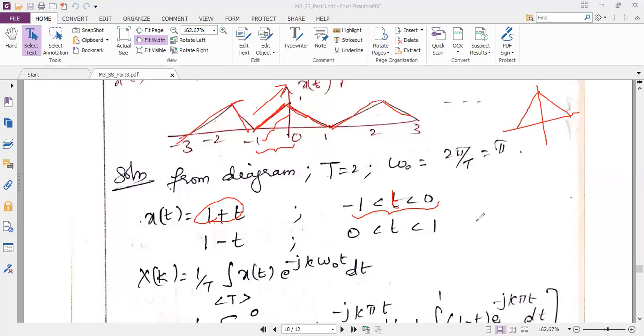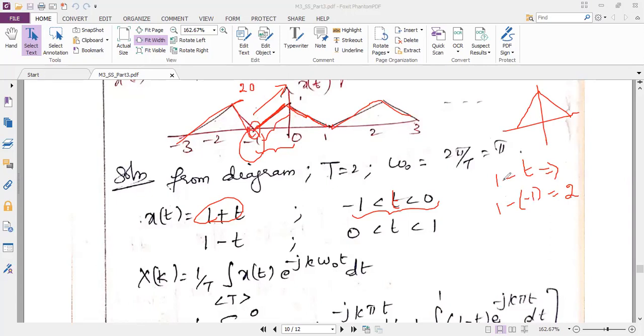So let me simply write 1 minus t. What will happen? Let us see. If I take 1 minus t, here t is minus 1. If I substitute t as minus 1, minus of minus 1, I get the answer 2. That means at minus 1, I should have amplitude 2. Do I have amplitude 2 here? No, I have amplitude 0.